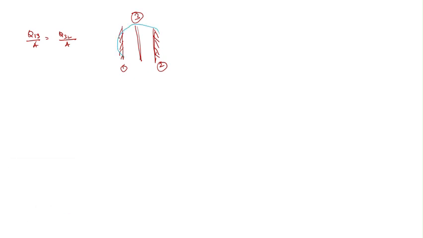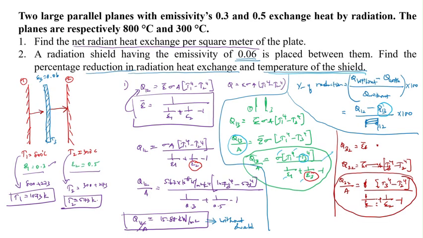So in the system, it does not deliver or remove heat from the system. So we can equate these terms: Q1 to 3 is equal to Q3 to 2. Q1 to 3 we already found. So this is the equation.